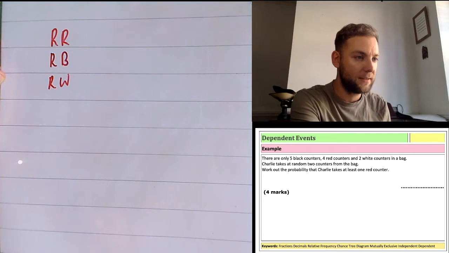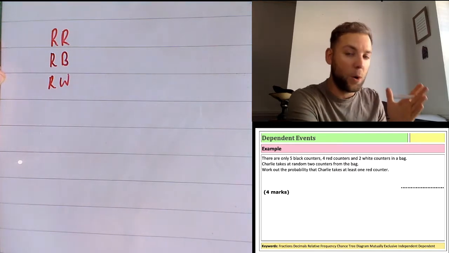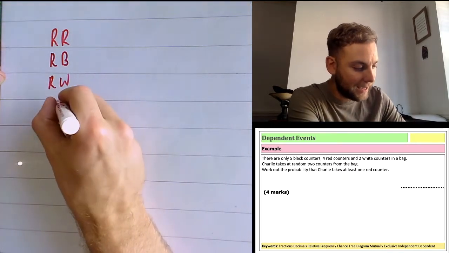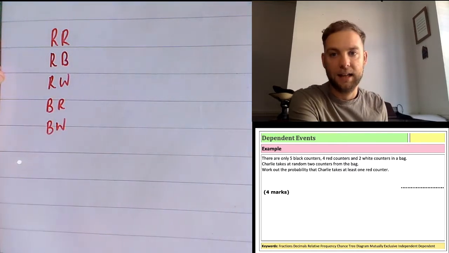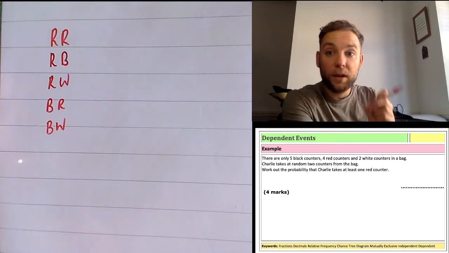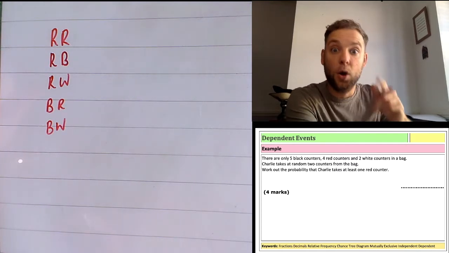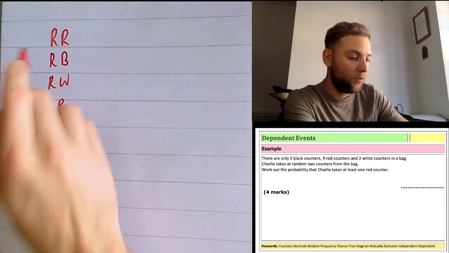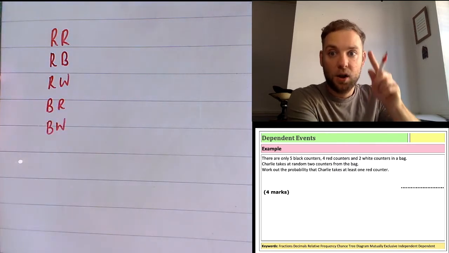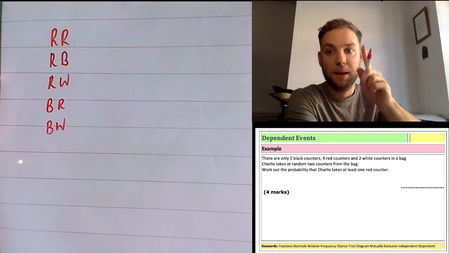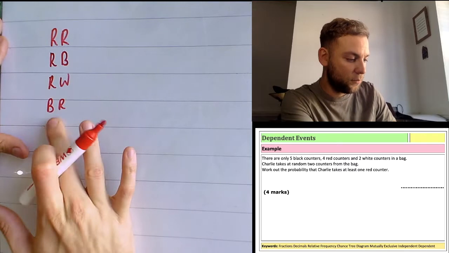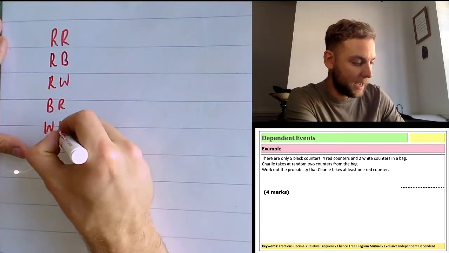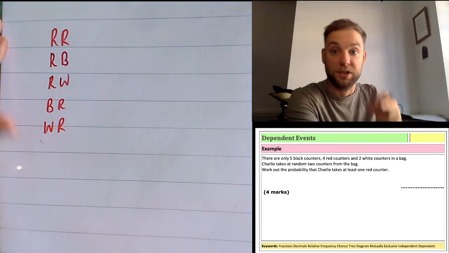So the first one's red. But we've also got, if the second one was red, so it's going to be black and then red, and then white and then red, sorry. Okay? So this here is all the different combinations of picking at least 1 red. Red and red, at least 1 red. Red and black, at least 1 red. Red and white, at least 1 red. Black and red, and then I put black and white there, sorry. That should be white and red, shouldn't it? White and red, which is at least 1 red.